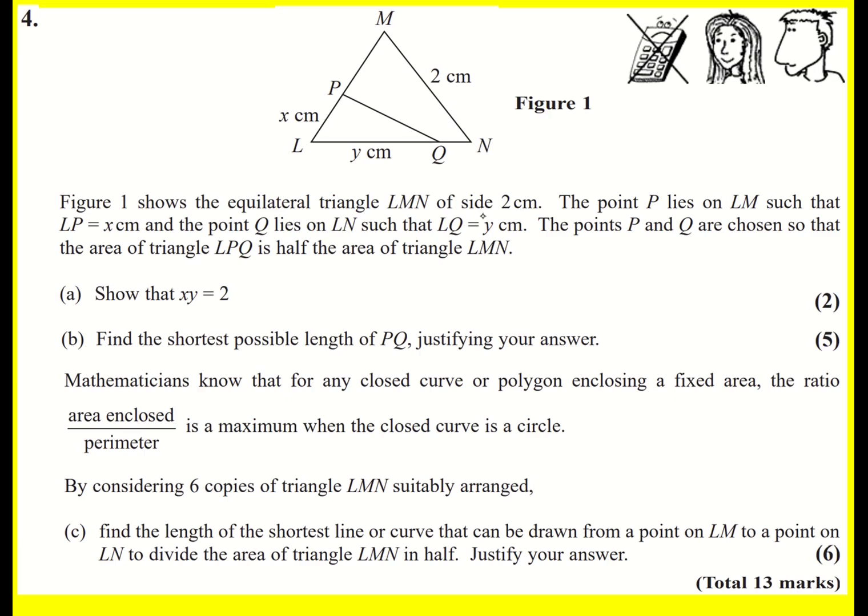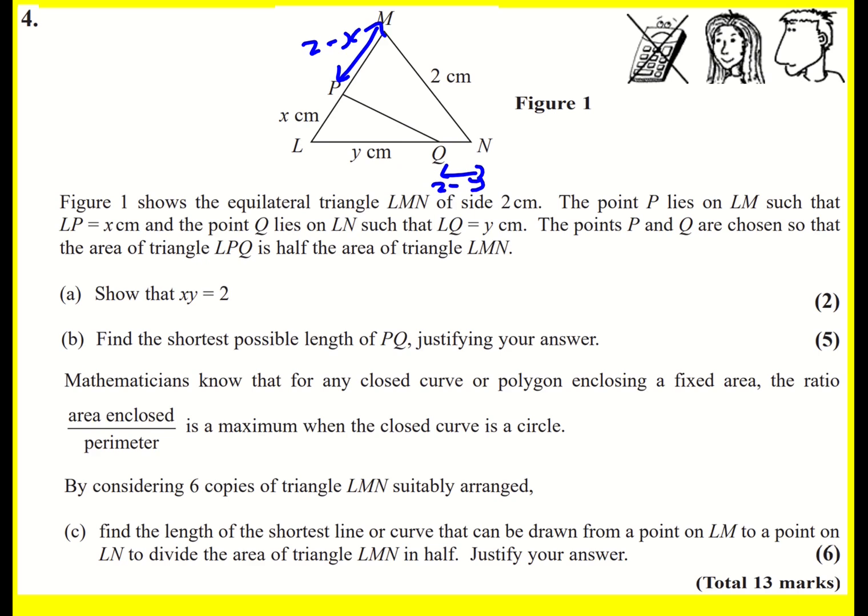We've got an equilateral triangle of sides 2 centimeters and the point P lies on LM such that LP is X. So that's been labeled, and this would be 2 minus X, wouldn't it? This length here. I don't know if we'll need that, but I'll just add it on. And then similarly, Q is chosen such that this is Y, and therefore this length here is going to be 2 minus Y.